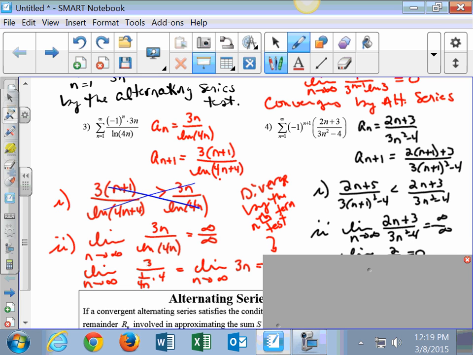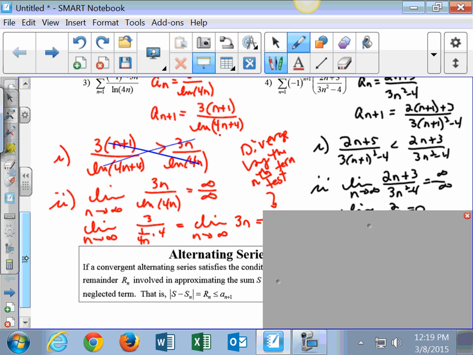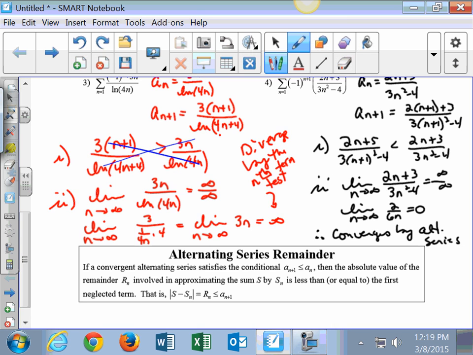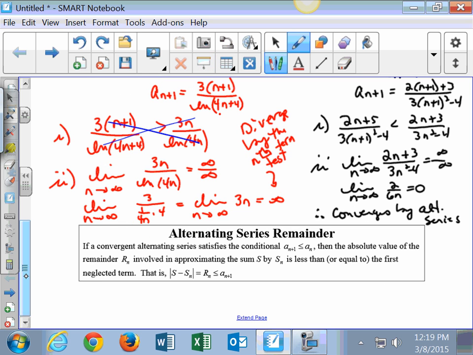And for the limit as n goes to infinity, I had to use L'Hopital's because I got infinity over infinity. I applied L'Hopital's, and I got 2 over 6n, which would go to 0. So yes, number 4 converges by the alternating series test. Okay.